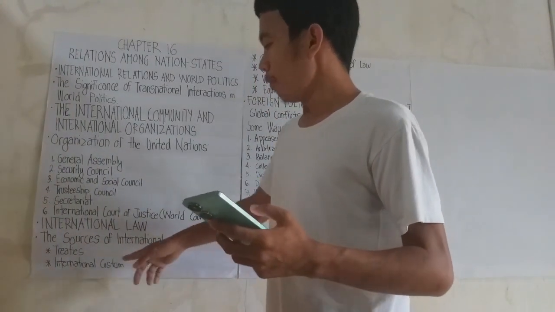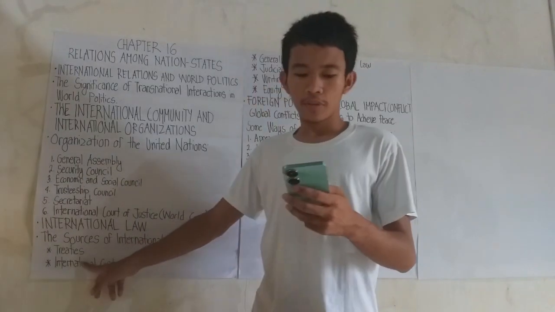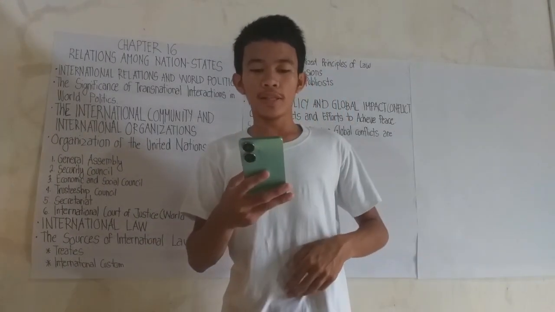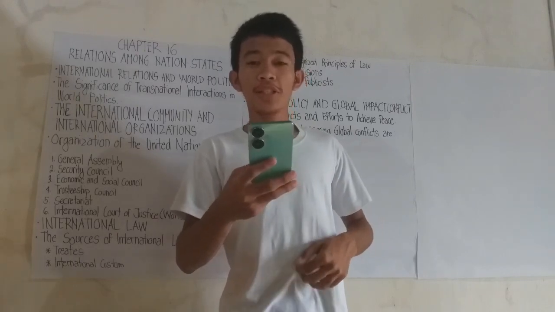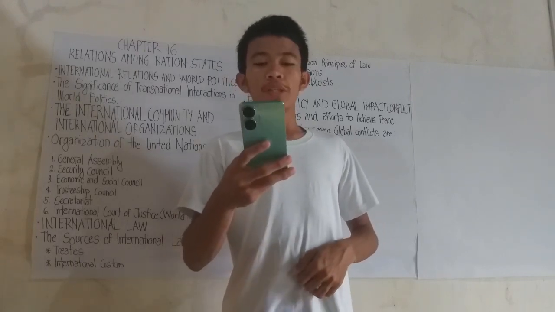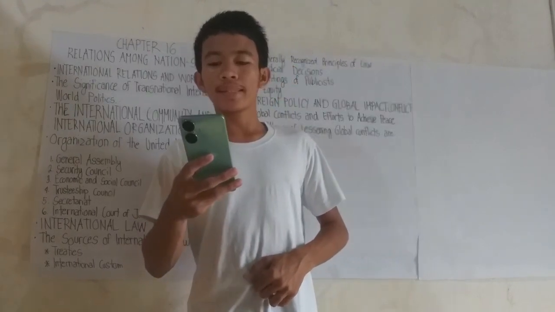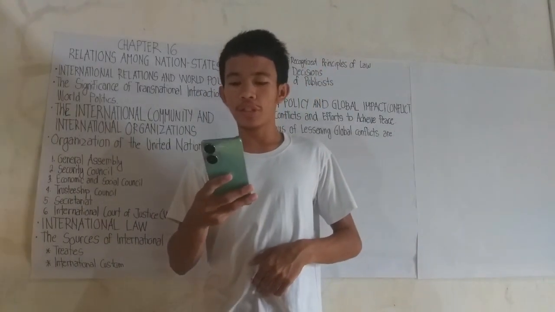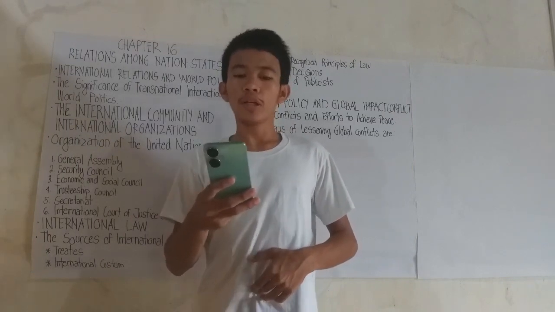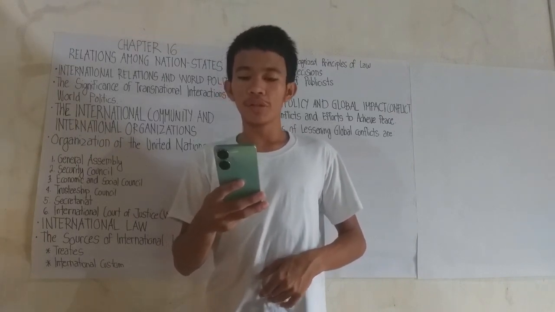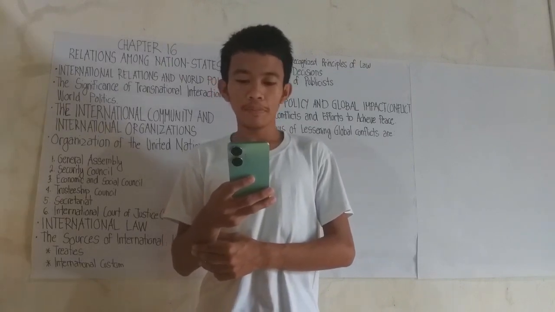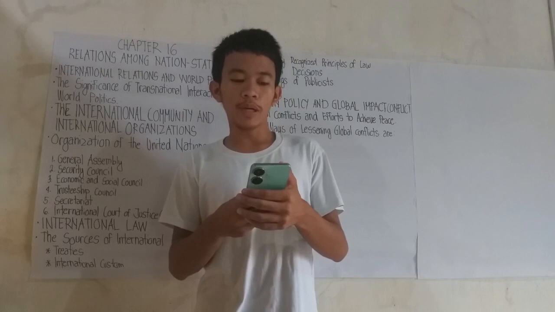So, the sources of law, first, treaties. Treaties are formal agreements between states or international organizations that establish legal obligations and rights. They are one of the primary sources of international law and play a crucial role in governing relations between countries and addressing global issues.